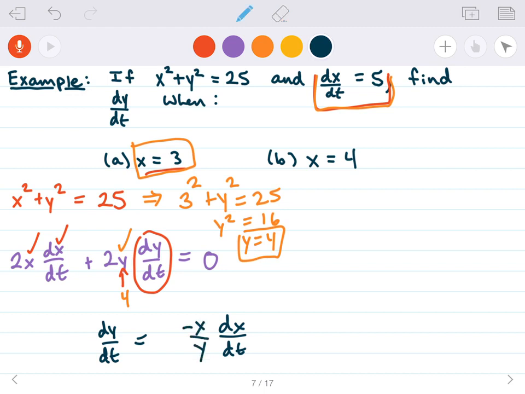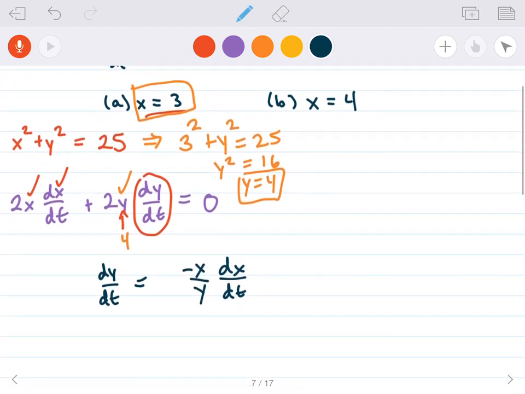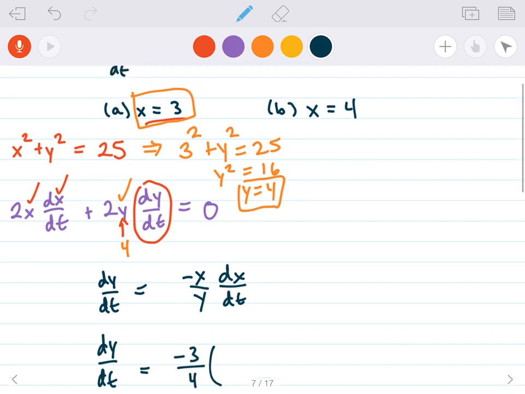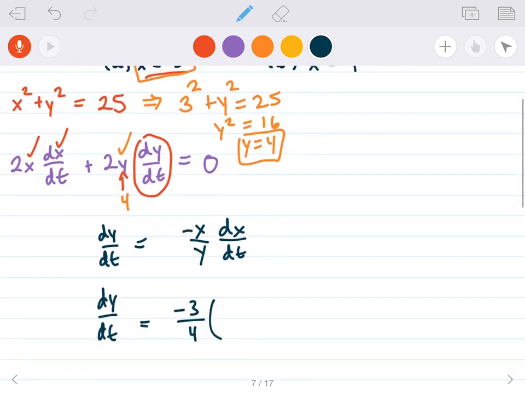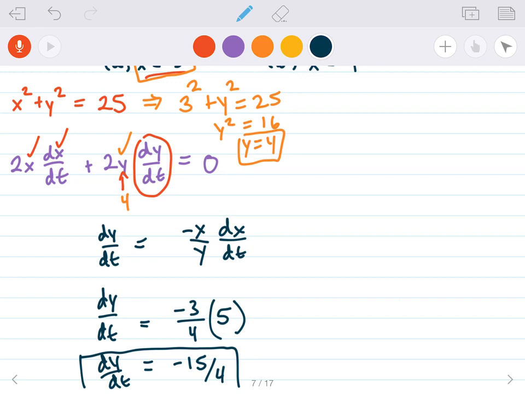All right, so there we go. Now let's plug in everything we know. So dy dt is equal to negative x over 4 times dx dt, which was 5. We're not given units here, so I don't have to worry about them. All right, so what am I getting here? I am getting negative 15 over 4. That's dy dt. So that was when x is equal to 3.